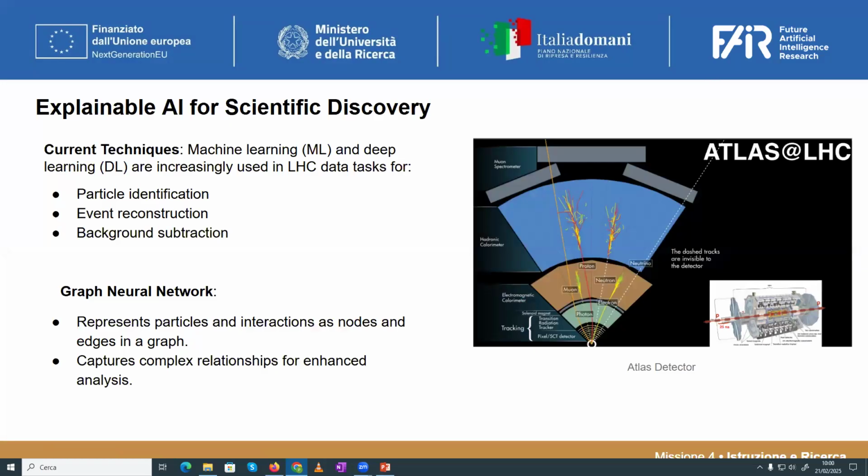So first of all, we have to note that machine learning and deep learning models are increasingly used in LHC data for different tasks like particle identification, error reconstruction, and background subtraction. One promising direction is to use graph neural networks to address this problem, since you can interpret nodes as particles and edges as connections in the graph.